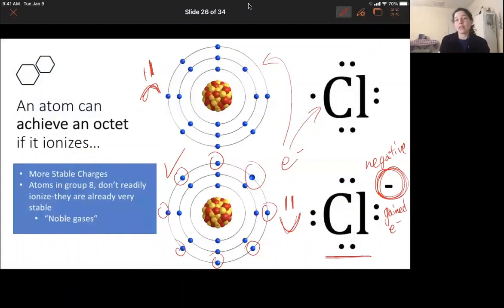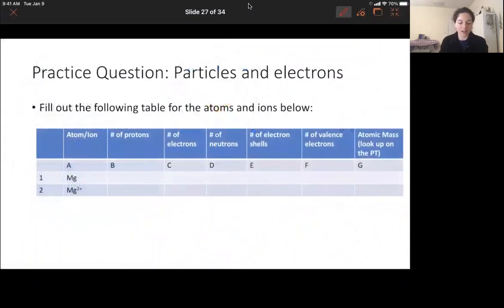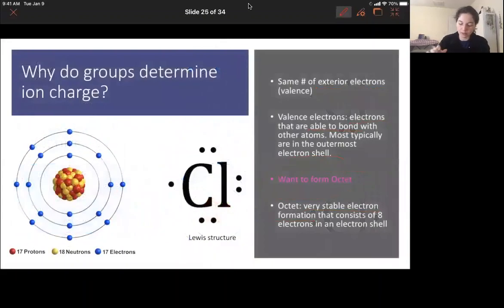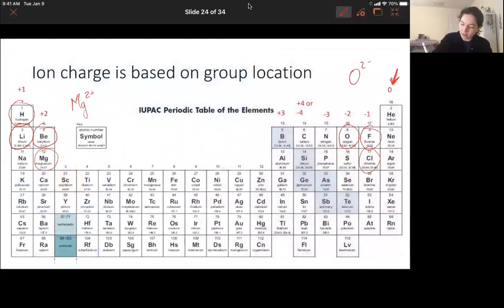Something that you'll notice that you saw on the periodic table is that some of our atoms don't ionize. So one of these was neon. Let's go back to here. We're going to take a look at neon. Neon's right here in the periodic table. It's in group 8. It does not ionize. So when you look at neon, you're going to see 2 electrons in this inner shell. And then you're going to go to the next shell. Remember, it's in period 2. It's got 2 electron shells.